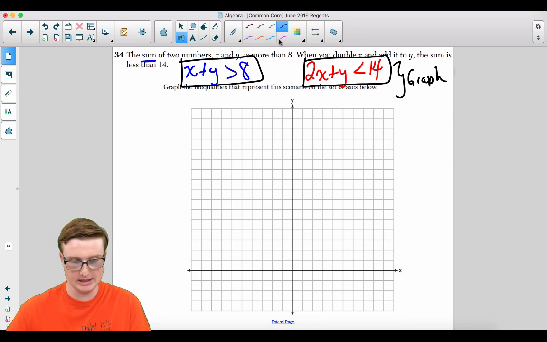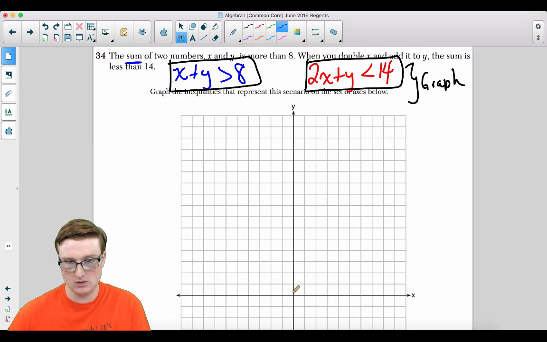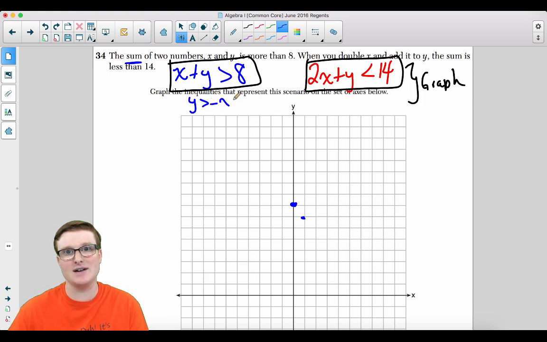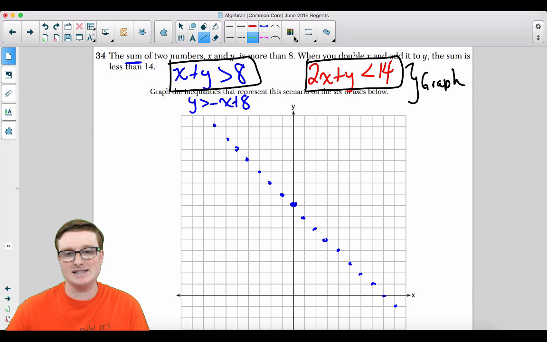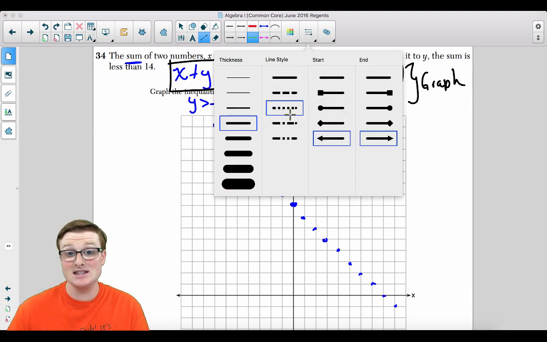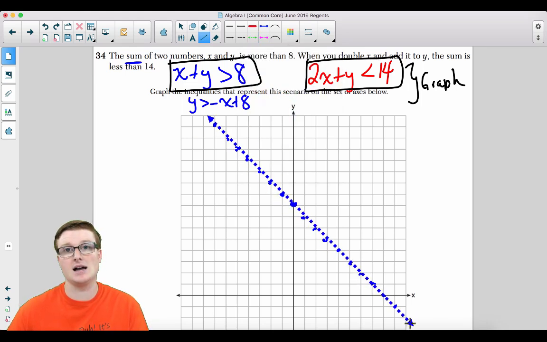I'm going to graph my blue function. The blue function has a y-intercept of 8. So I'm going to zoom this in a little bit. We get 1, 2, 3, 4, 5, 6, 7, 8, like that. And we're going down 1, to the right 1, because this is the same thing as saying y is greater than negative x plus 8. So it's a downward slope. Plot all of these points, and we do it in reverse. Now, since this is a greater than sign and there's no equal sign underneath it, it's going to be a dotted line like this.